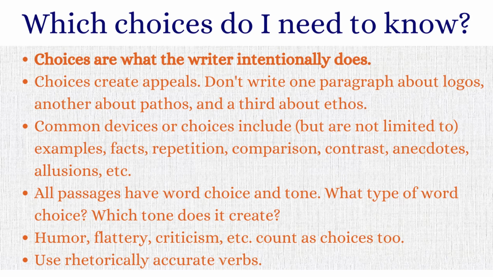Sometimes I've even seen essays where there was one paragraph about logos, one about pathos, and one about ethos. I would discourage this particular format because logos, ethos, and pathos are appeals and not choices. So I'm not saying you can't write about them. You can absolutely write about the appeals, but here's what you want to remember.